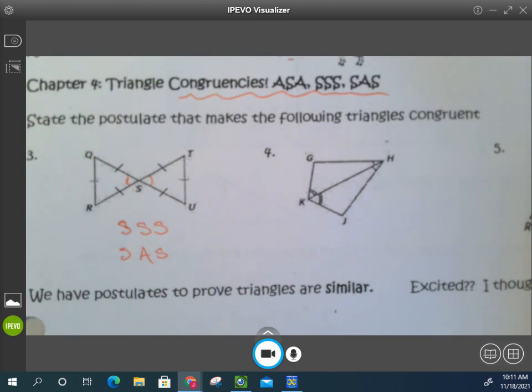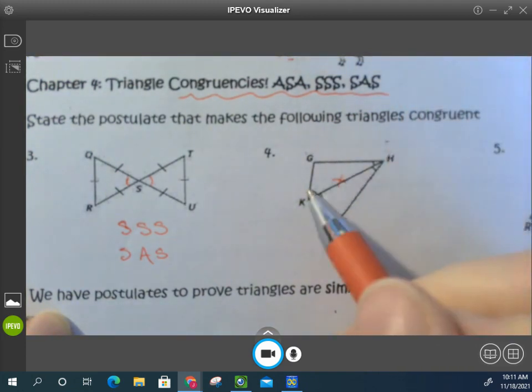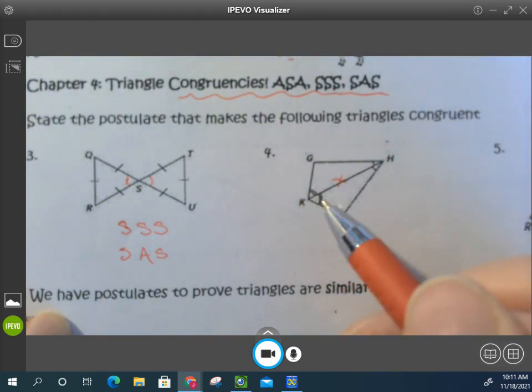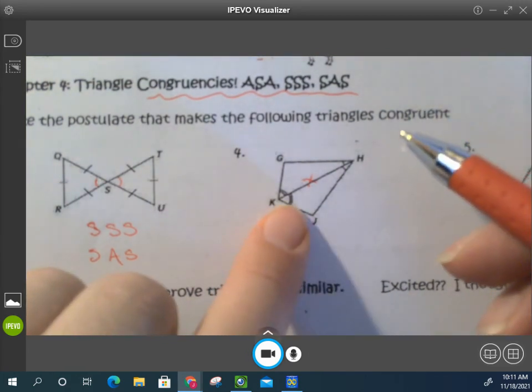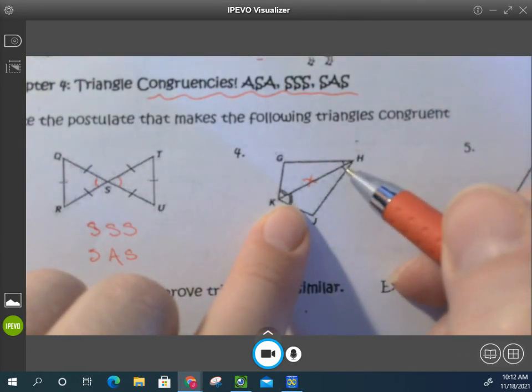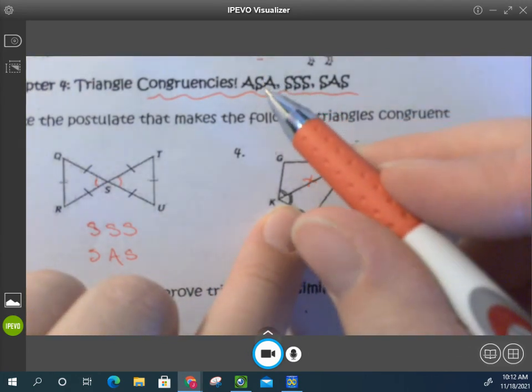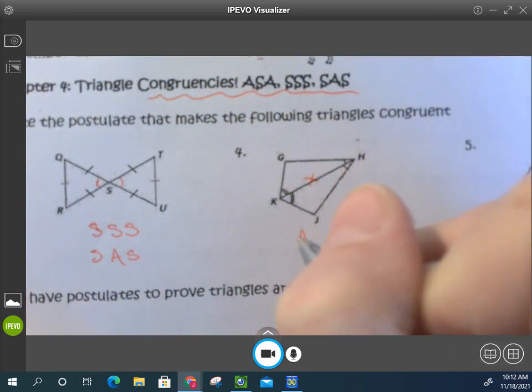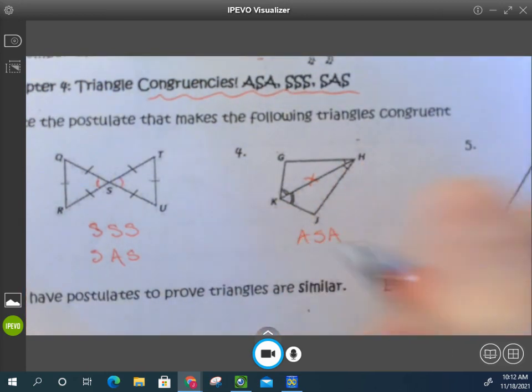No one has anything? They share a side. Remember we put an X on here and that was the reflexive property? Do you remember that? So guys, this would be angle, side, angle. It has to be an included side. So angle, side, angle. And that's what makes those congruent.